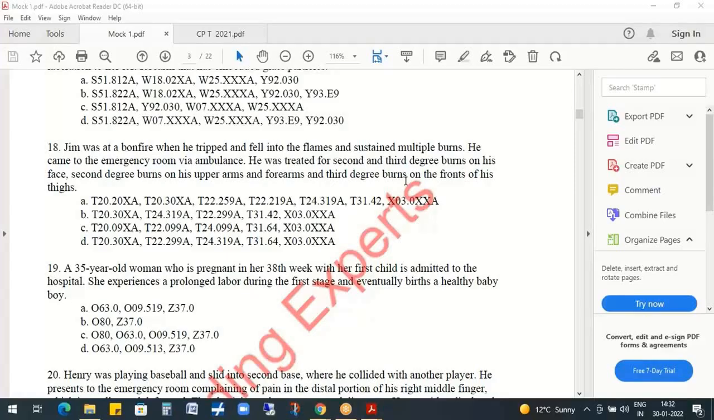When you go through OAT, there is a clear-cut definition: without any instrumentation, no complications. The complications may be there but need to be resolved before the delivery. Then only we need to code O80. If you are going to code O80, you cannot code the O09 category again. Understood? Normal delivery. No need to code other conditions. Okay, that is the scenario.